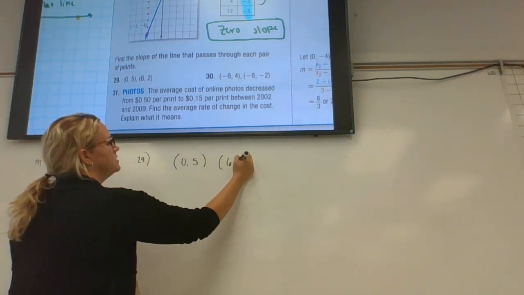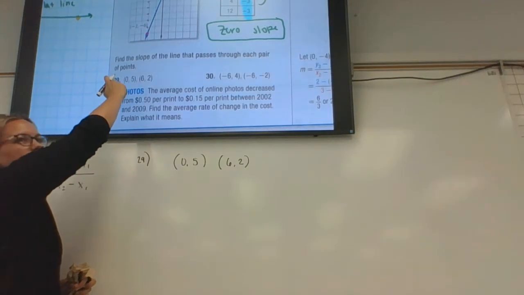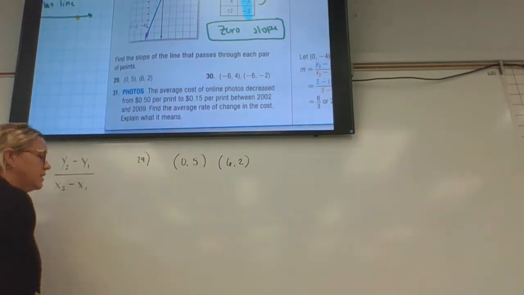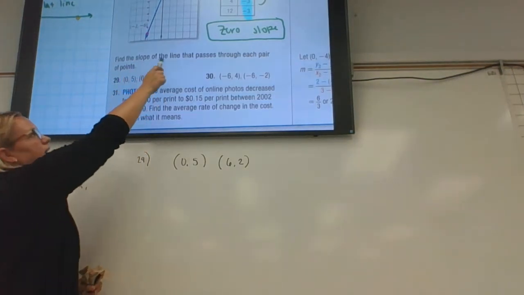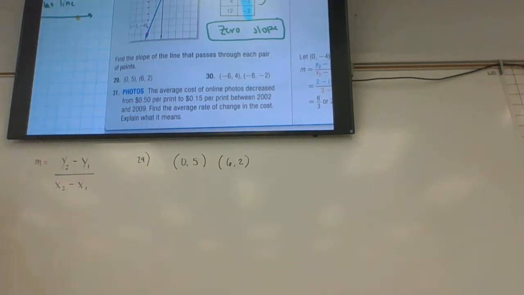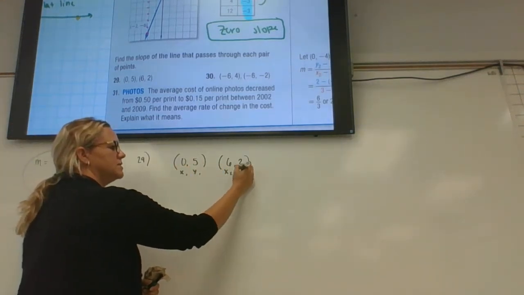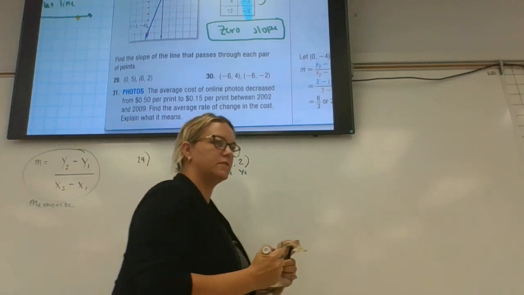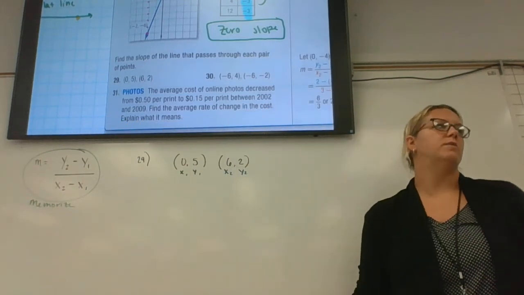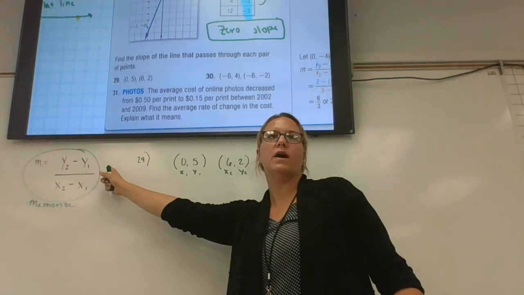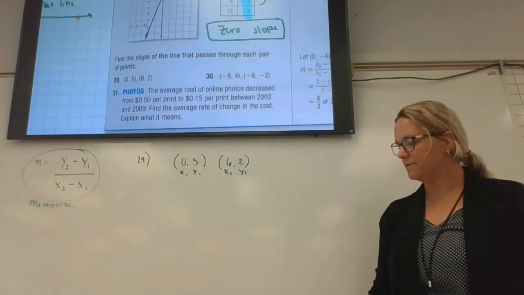So we're on this problem here, number 29. The only directions say find the slope. So when the directions say find the slope, you gotta have this memorized. This is the first point, so we'll label it x1, y1, and this is the second point, x2, y2. Go ahead and do the formula. Subtract the y's over subtract the x's.